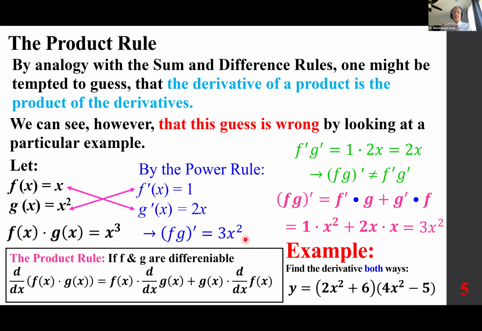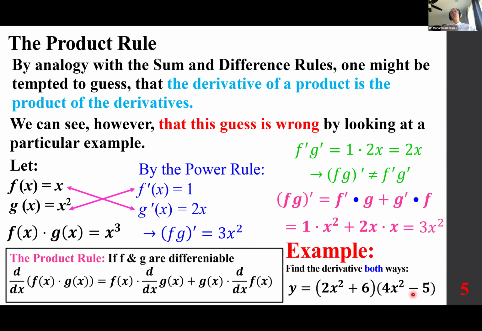I want you to do this example. I want you to do this at home. Two different ways, of course. One is to distribute and use the power rule. The second is not to do so. Rather, this is the f function, this is the g function, and use the product rule on that. And again, I will go with the easy way.